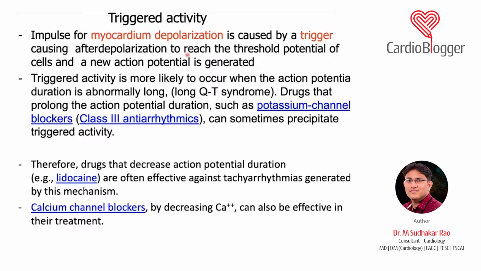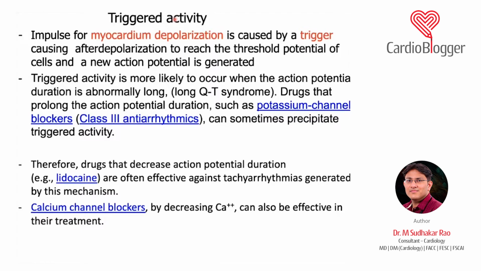Now, what is the triggered activity? It is caused by a trigger causing the after depolarization to reach the threshold potential of the cell, and a new action potential is generated. Because of various effects, like a drug such as a class 1A or class 3 drug, or hypokalemia or hypomagnesemia, a patient with acidosis or hypoxia, or any other drugs, these cause an early after depolarization, and because of this the cardiac action potential is prolonged. Because the repolarization is prolonged, it can cause harmful effects.